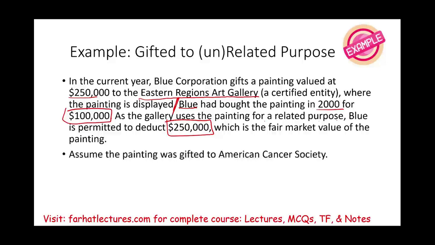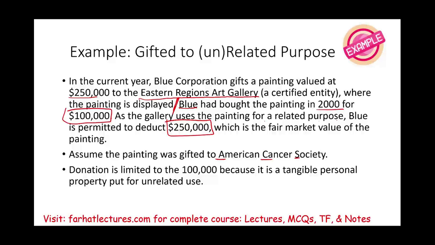Assume Blue contributed this property to the American Cancer Society. Well, really, there's no use for this painting for the American Cancer Society. We're going to make the case that they really don't have a place. I mean, they can place it in their headquarters, but that's not the case here. Okay, so we're going to be assuming they're going to sell it. Under those circumstances, the donation is limited to the $100,000 because it's personal property for unrelated use. Therefore, they cannot take the $250,000, they can take the $100,000. So those are the two exceptions.